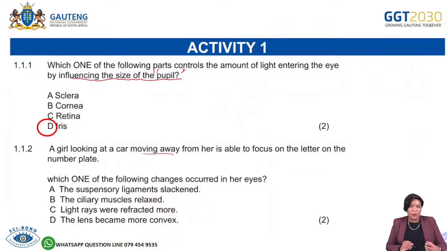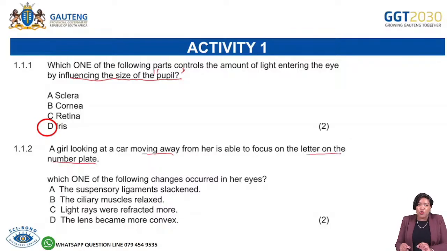So this car is moving away, meaning the distance is getting greater. It's not close. From here, she is able to focus on the letters on the number plate. I know for some of you, this is a dream. You wish to be able to focus on the letters on the number plate as a car is moving away. Because of the visual defects that you discussed also, some of you may not be able to do this. But in this case, this girl is able to do that. So let us check what is happening.